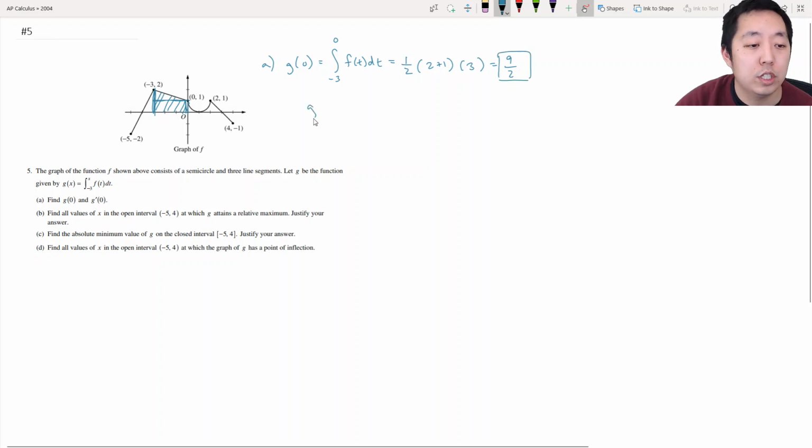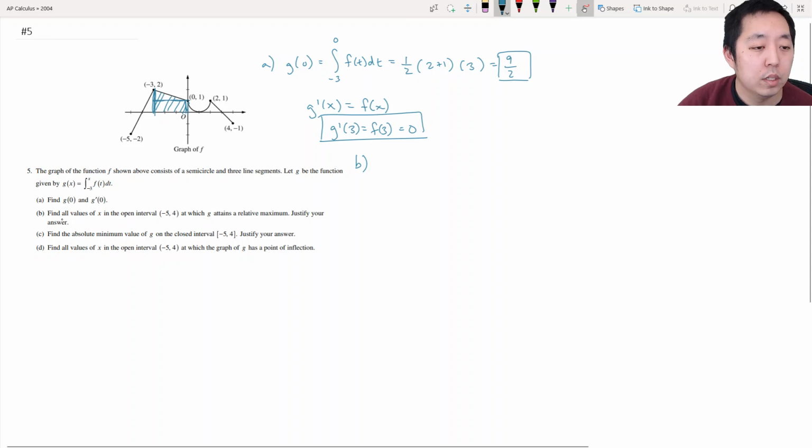Okay? G prime of 0 is equal to the integral. To find g prime of x, I just take the derivative of this, and by the fundamental theorem of calculus, this is simply equal to f of x. So g prime of 3 is equal to f of 3. And the function value at 3 is 0. So g prime of 3 is equal to 0.